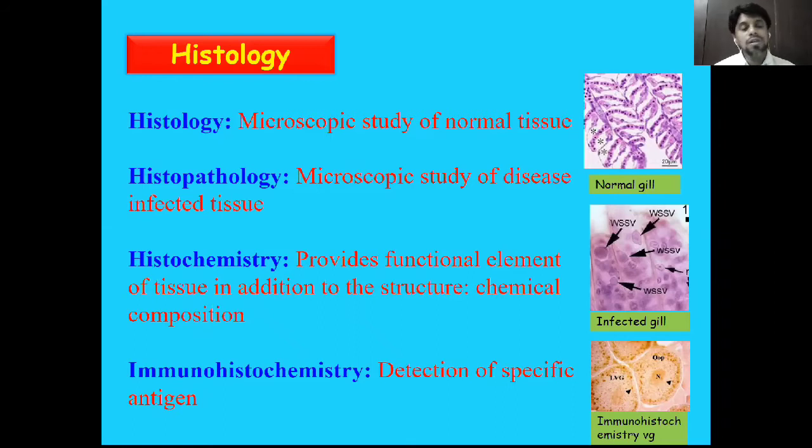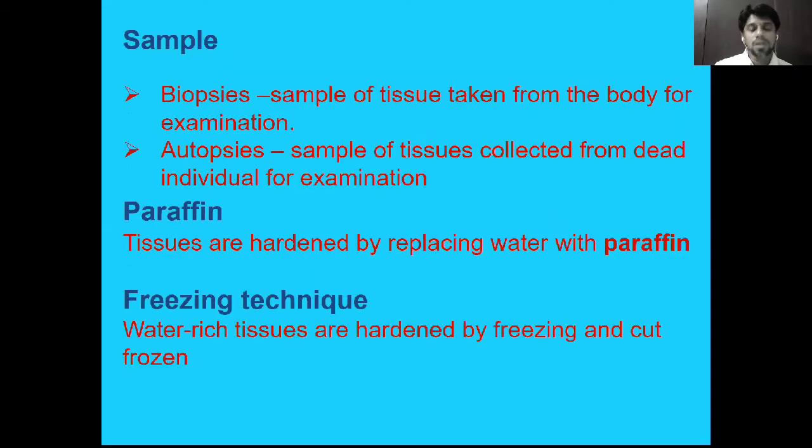When you are concentrating only on the biochemistry of the cells, which provides functional elements of tissues in addition to structure, chemical composition, it is called histochemistry. Next is immunohistochemistry, that is, detection of specific antigens in the cells in the tissues. Now let us see in detail the procedures adopted for this study.